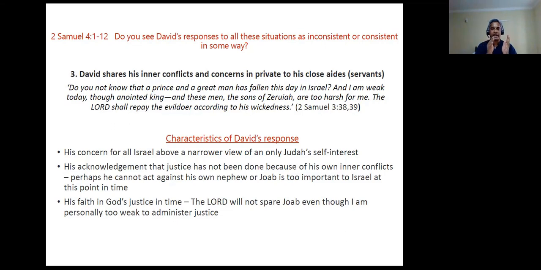Second, David's acknowledgement that justice has not been done because of his own inner conflicts. So he's confessing that he has inner conflicts. I'm not able to act against Joab. Perhaps it's because he is his own nephew. Perhaps it's because Joab is too important for Israel at this point in time. But surely he should have acted against him. He is not able to. But his faith that God's justice will be visited on Joab in God's time is very strong. So he says, though I cannot do it, the Lord will not spare Joab, even though I personally at this point cannot do it.